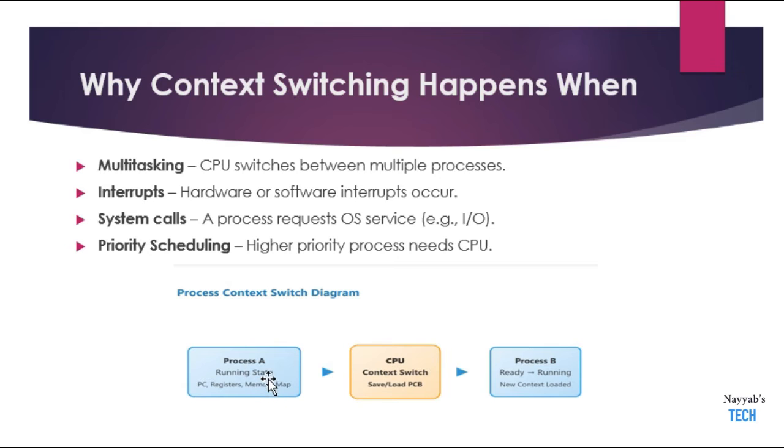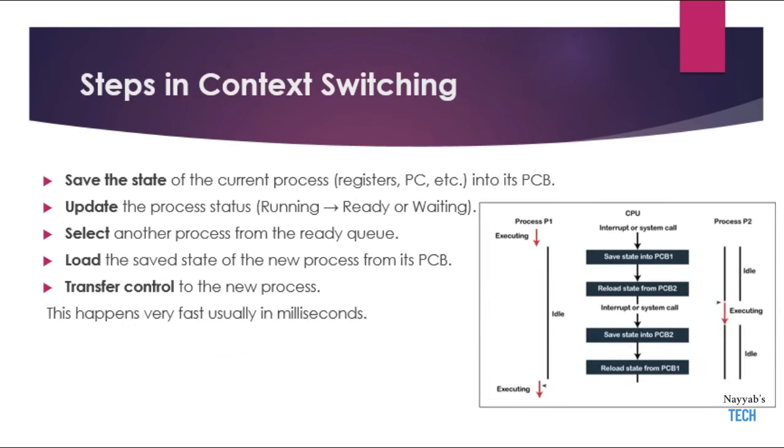This is process A and this is process B, and the CPU you are seeing will do context switching. It will save and reload the state of the processes.